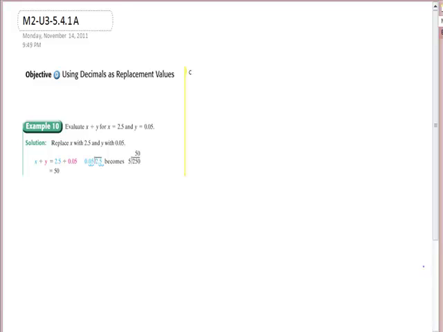Once again, we're going to use some replacement values. We do this over and over throughout the course. We did it with whole numbers, we did it with integers, we did it with fractions, and we've already done it several times with decimals, and we're going to continue to do that.